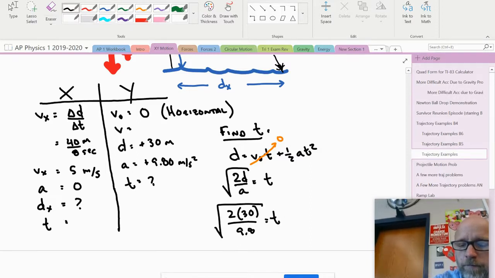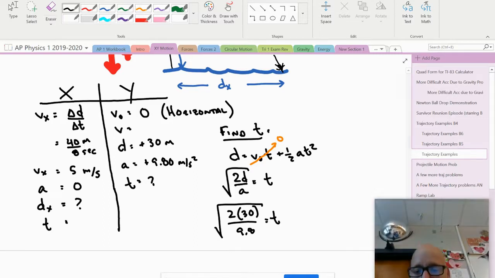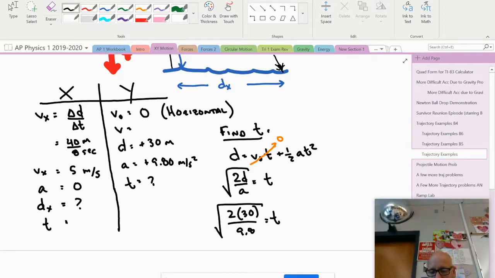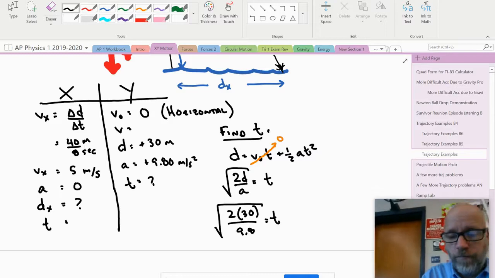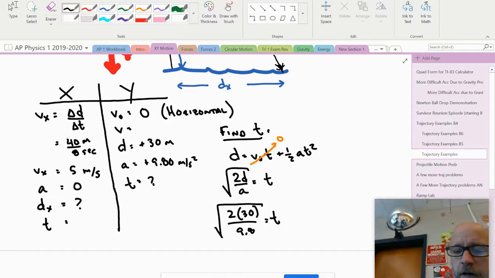Take the square root. Ooh, I think in the Ed puzzle, I'm not going to let you go on until you get this right. Good luck. Did you get 6.122? Well, that'd be wrong because you got to take the square root. I've got a time of 2.47 seconds.